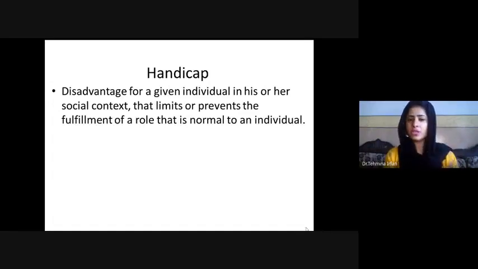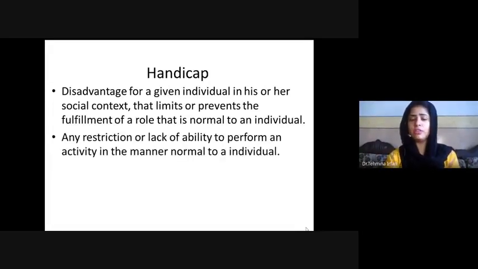So, a disadvantage for a given individual in his or her social context that limits or prevents the fulfillment of a role that is normal to an individual. Disability was not much concerned with the social aspect, but handicap is 100% concerned with the social aspect. The person is no longer able to use a computer. Why? He has a disability, he cannot use his right arm or right hand. So fulfillment of role will be compromised.